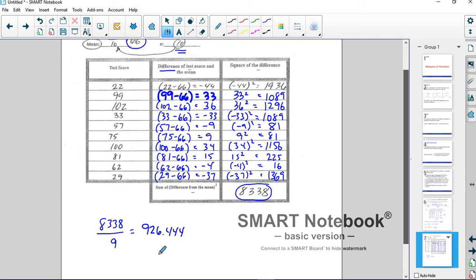926.4 repeating. And then if we take the square root of that, all right, don't round off until you get to the very end, so you keep that 926 in your calculator just the way that it is. Take the square root, and you get approximately 30.4 if we round it off to the nearest tenth this time, 30.4. And that's the standard deviation. Sometimes we use the symbol sigma, little baby sigma, Greek letter, kind of looks like a 6 on its side. That's sigma, that represents standard deviation.